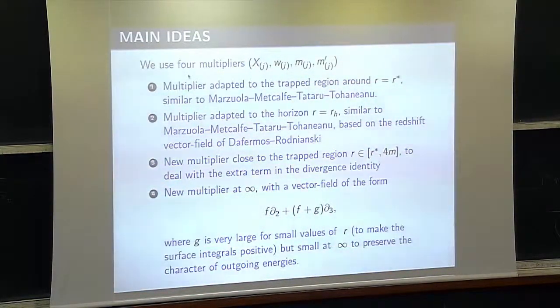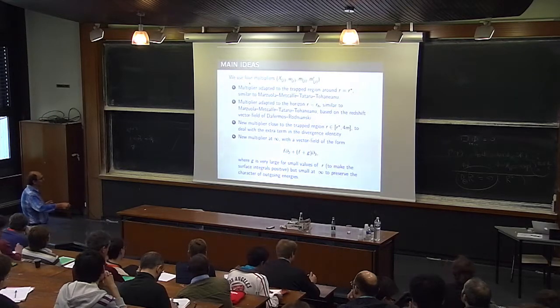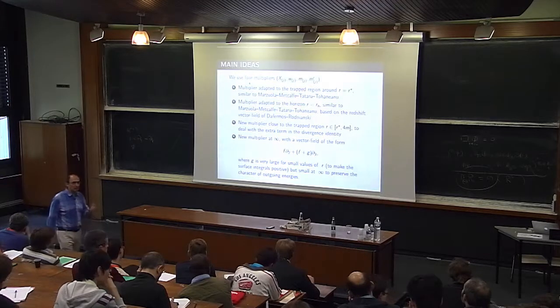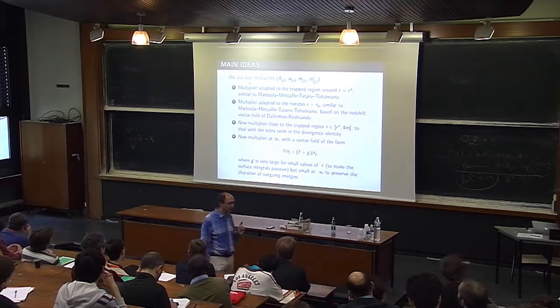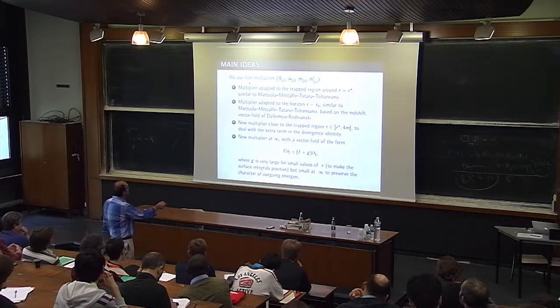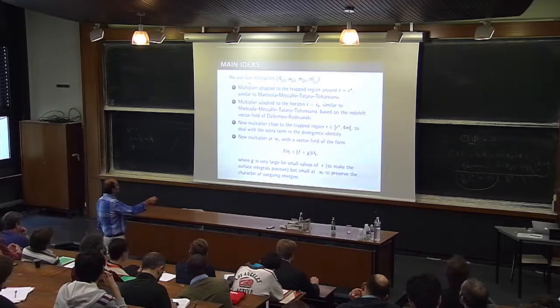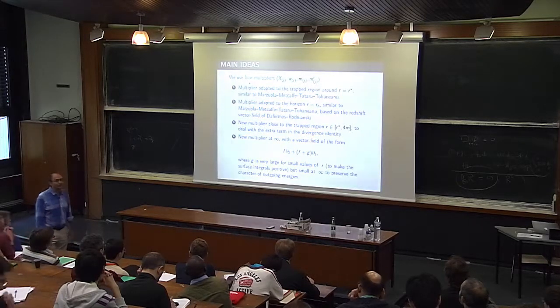A new multiplier close to the trapping region, R between R star and 4M. So this is sort of the main new thing, that you have to deal with that region, and you have to be lucky to have things work out for you, and they do. And then we do this additional thing, which has to do with infinity now, where because we want to get this R-weighted outgoing energy to decay, we have to make additional modifications. So you have to make additional choices of this. So this would be corresponding to X4, W4, M4, M prime 4. And you put everything together.